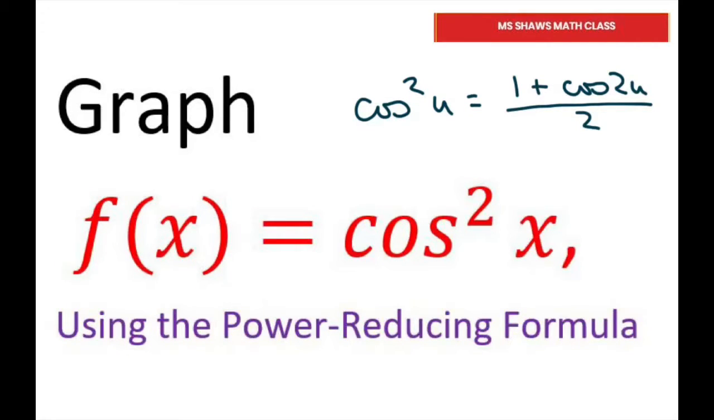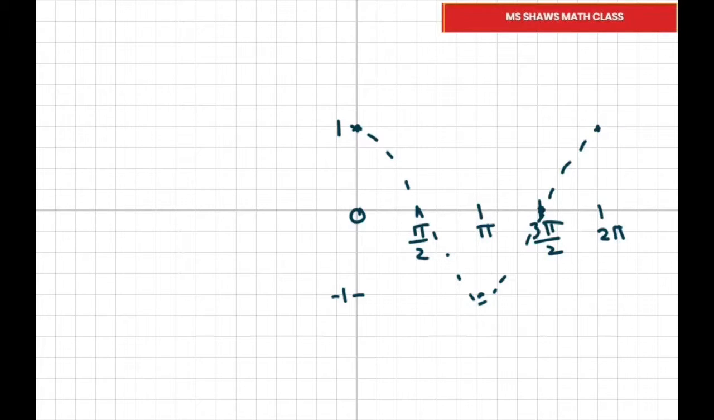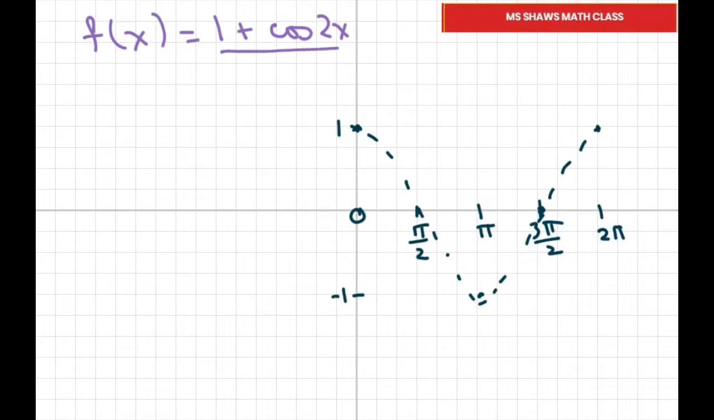Hey everyone, we're going to graph f of x equals cosine squared of x using the power reducing formula, which is right here. I'm merely just going to substitute this in for my cosine squared of x and then just graph it. So basically I have f of x equals (1 plus cosine of 2x) divided by 2. Now I'm going to simplify this so I can graph it.